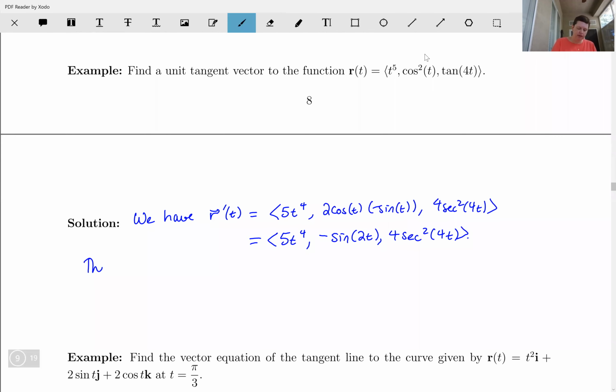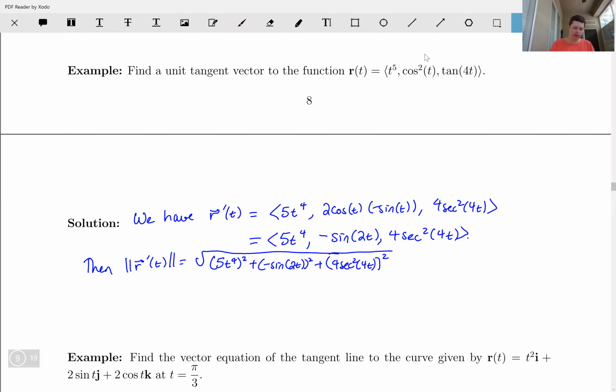Then the magnitude of this is going to be the square root of the 5t to the fourth quantity squared plus negative sine of 2t quantity squared plus 4 secant squared of 4t quantity squared, which is equal to the square root of 25t to the eighth plus sine squared 2t plus 16 secant to the fourth 4t. And well, that's going to be fun.